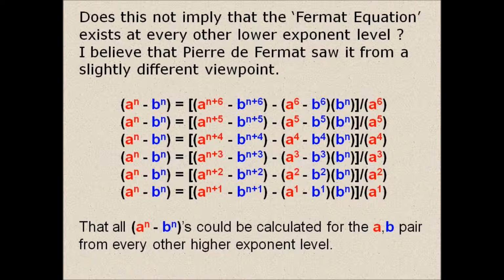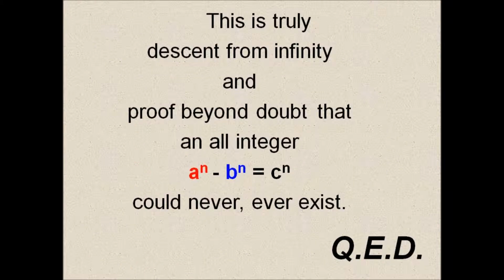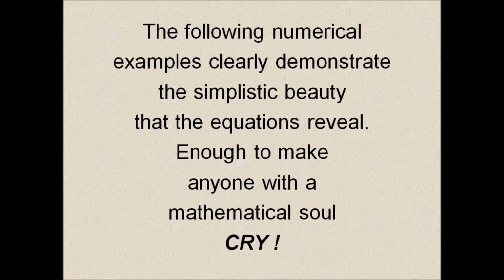I believe that Pierre de Fermat saw it from a slightly different viewpoint, as shown in the following equations. That is, that all a to the n minus b to the n's could be calculated for the AB pair for every other higher exponent level, all the way to infinity. This is truly descent from infinity, and proof beyond doubt that an all integer a to the n minus b to the n equals c to the n could never ever exist. QED. The following numerical examples clearly demonstrate the simplistic beauty that the equations reveal, enough to make anyone with a mathematical soul cry.